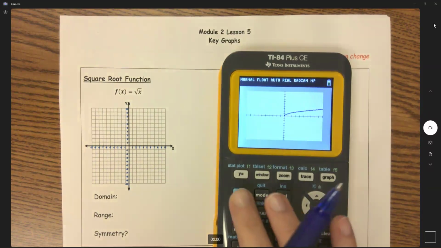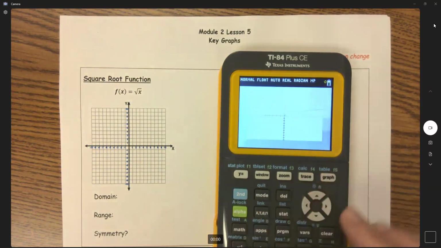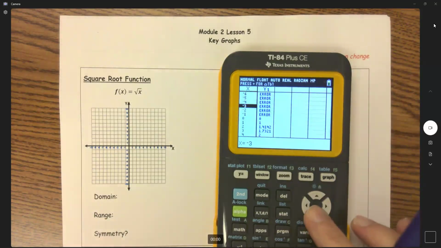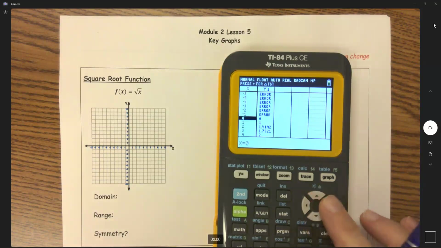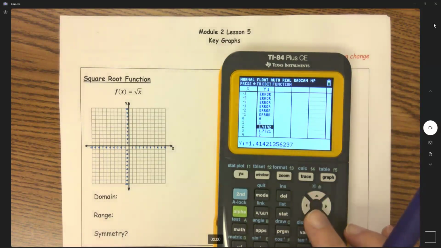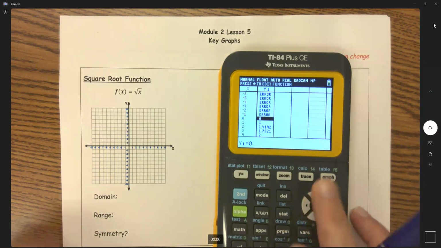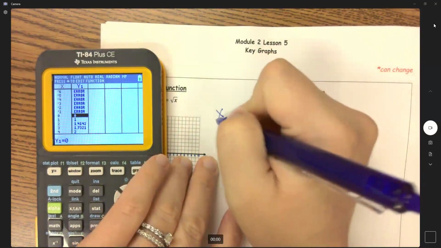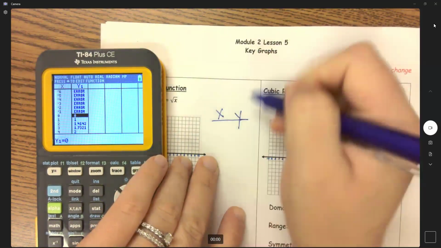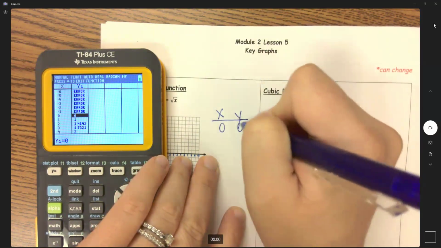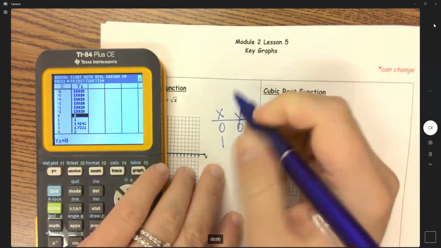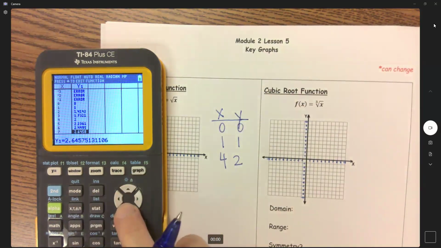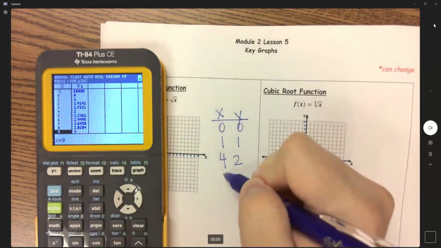So let's get some values. I'm going to go over here to table. We have a lot of errors over here. We're going to talk about that here in a second. But it looks like I'm only going to do these whole numbers. I don't really want to graph 1.4142 and so on. So let's do 0, 0, 1, 1, 4, 2. And we should be able to fit one other on here. A little 9, 3.